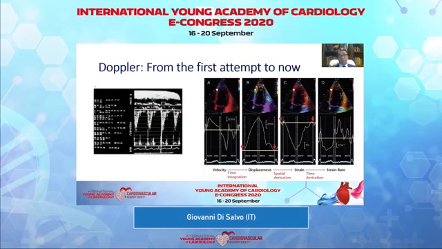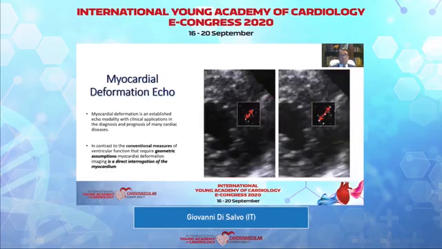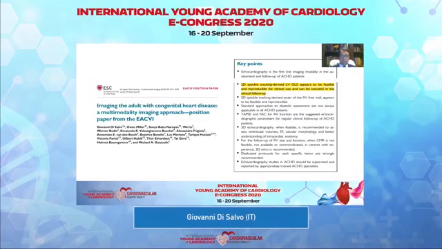But not only echocardiography improved in these years, we had a huge improvement also in the Doppler technique. This is one of the first Doppler tracings, and nowadays we can use Doppler not only to assess flow, but also to assess tissue properties, tissue Doppler, or even to assess myocardial deformation. And nowadays we can assess myocardial deformation from 2D images, assessing the speckle tracking pattern. In this way, we can assess myocardial deformation without any angle dependency and without the Doppler limitation.